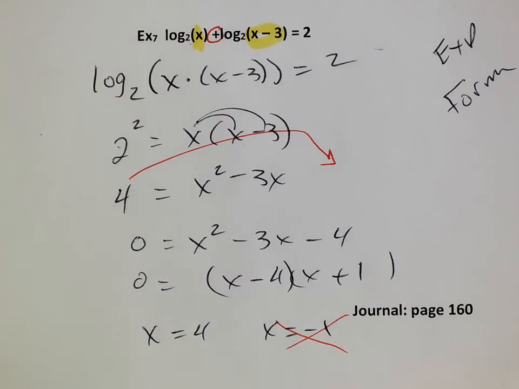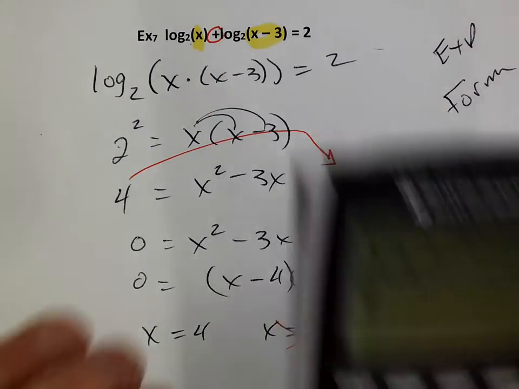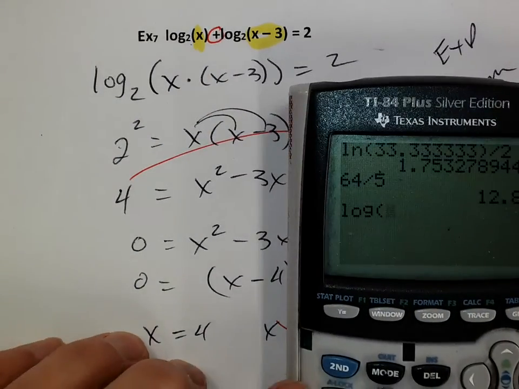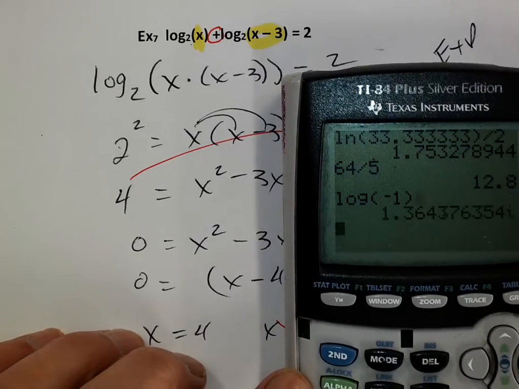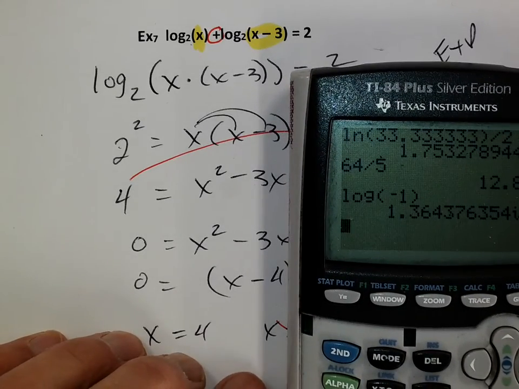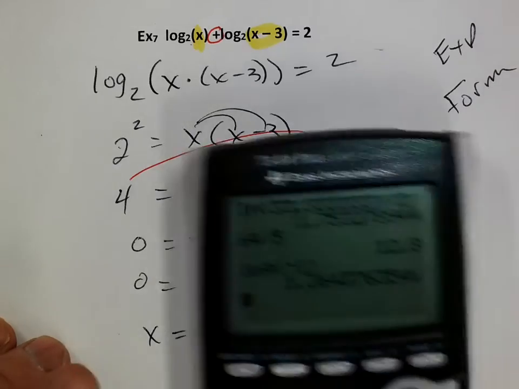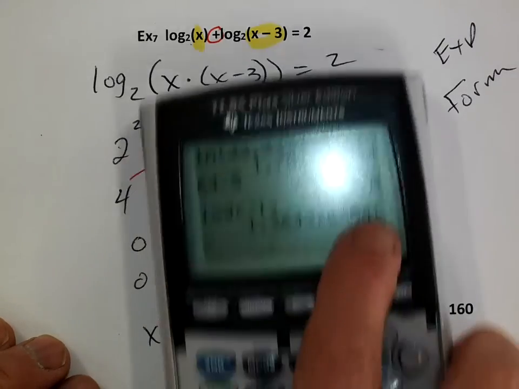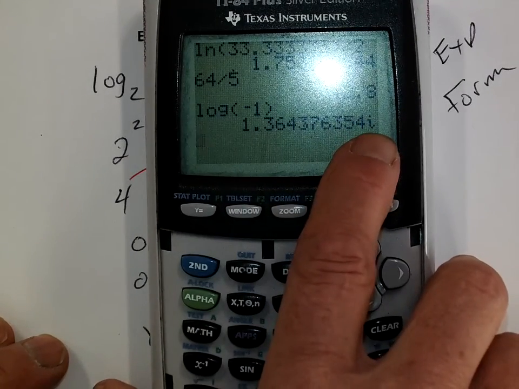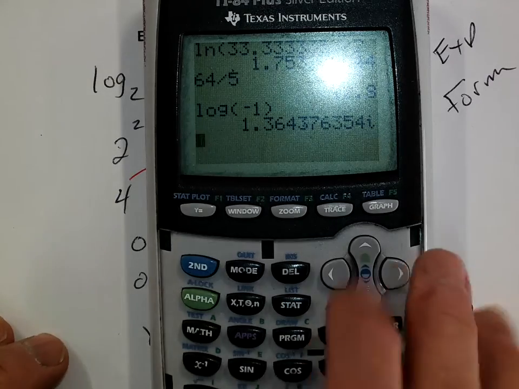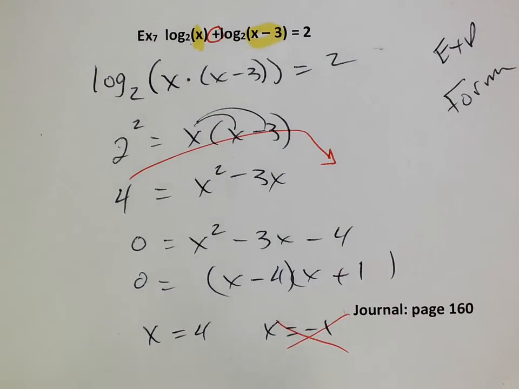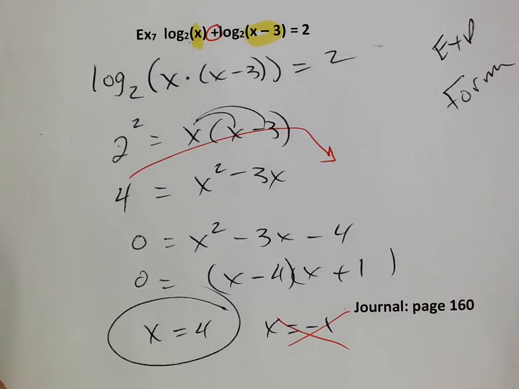In fact, try it. Try a log of negative 1. It won't work. I'll show you. I know you believe me. But if you try a log of negative 1, that is not, oh yeah, because it's got the i in there. Huh, that's why. See, it has the i. Interesting. I should change my calculator mode so it doesn't give me an i. Okay, anyway, just 4. And that's all I have.